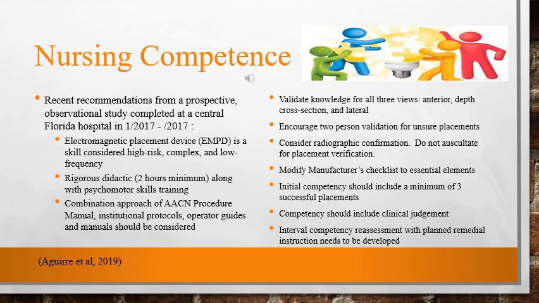They also want competency to include clinical judgment. Okay. And then the interval of competency reassessment with planned remedial instruction needs to be developed. So when you get reassessed on this, if there's any errors, you go ahead and you have an immediate instruction time on how to fix that error. I don't have it listed on the slide, but they actually also recommended, in order to maintain competence of a super user, that they should be placing on average two placements per week. That's the minimum to maintain competence after your initial validation.